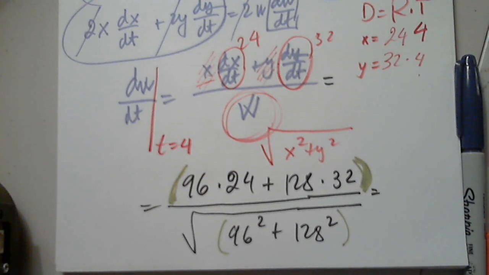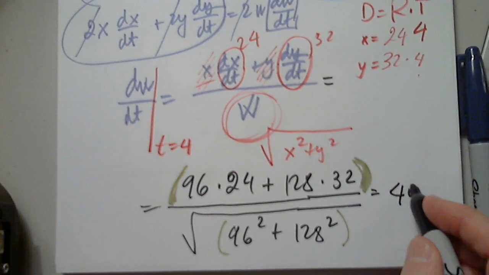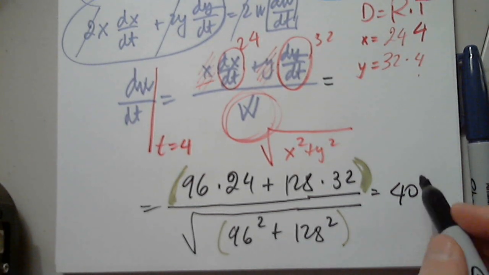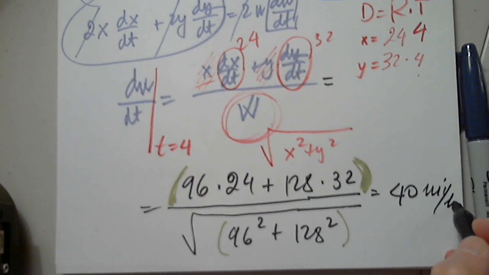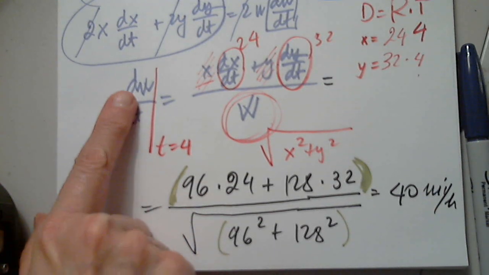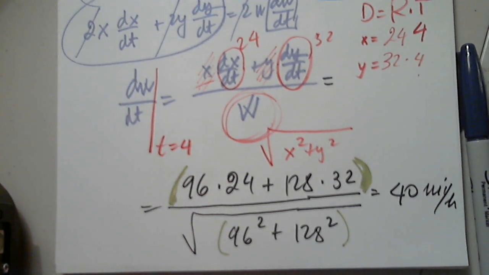So it's 40. And what is the measurement unit? Because 40 is not enough. Miles per hour, of course. It's the rate of change of distance with respect to time. dw over dt, miles per hour. Very good.